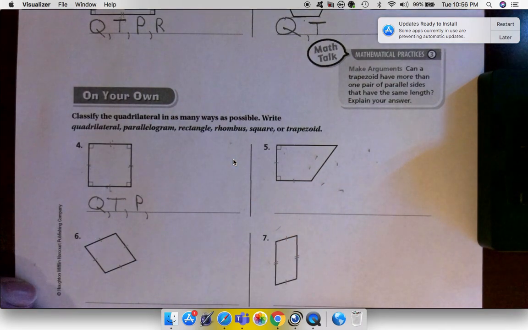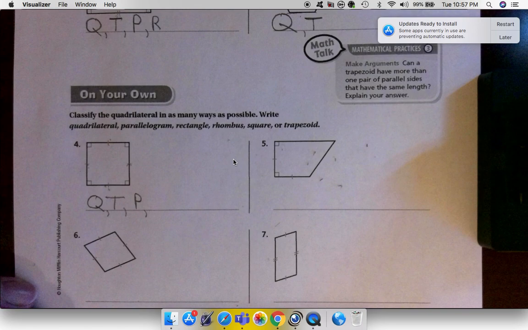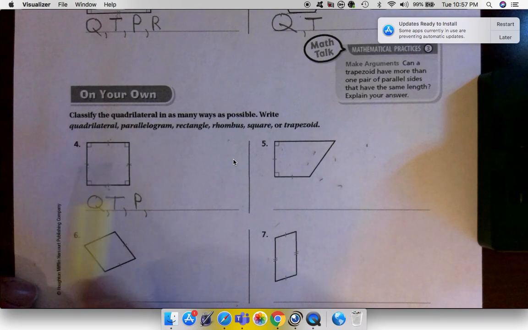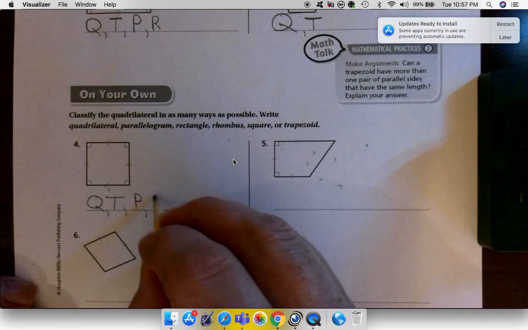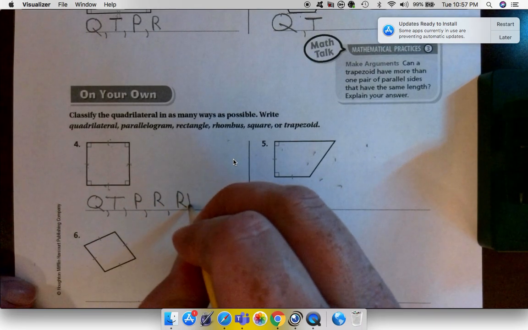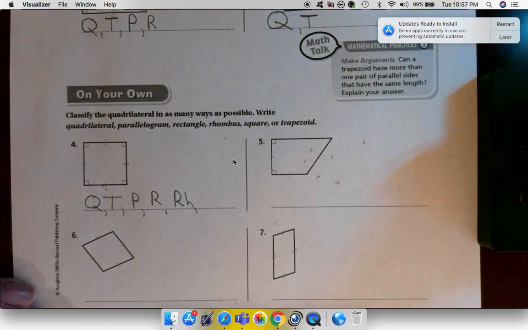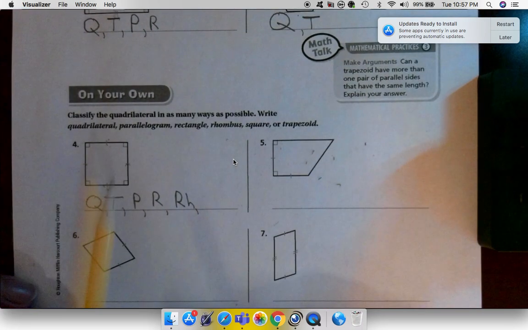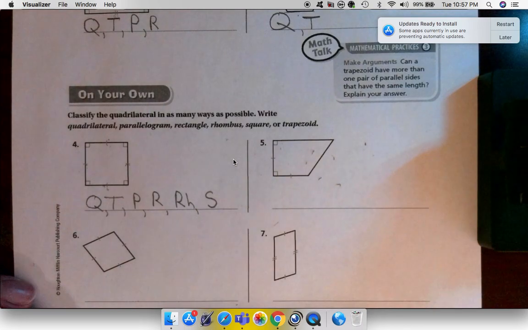What about a rectangle? Do I have 4 right angles? Yep. 2 sets of opposite sides that are parallel and congruent? Yep. I am a rectangle. Am I a rhombus? Are all my sides the same? I am a rhombus. Am I a square? All the sides are the same. I have 4 right angles. I am a square. This one has all 6.